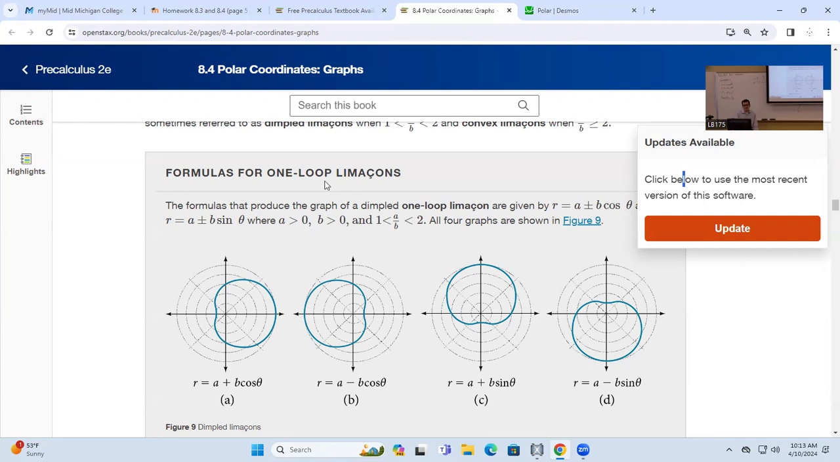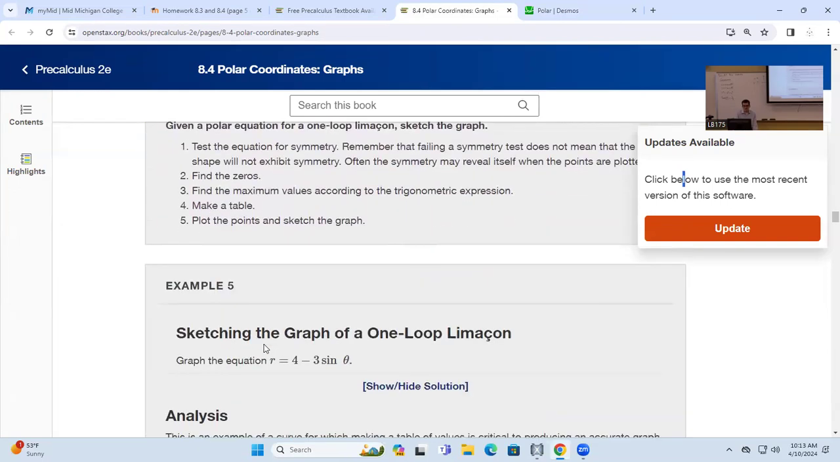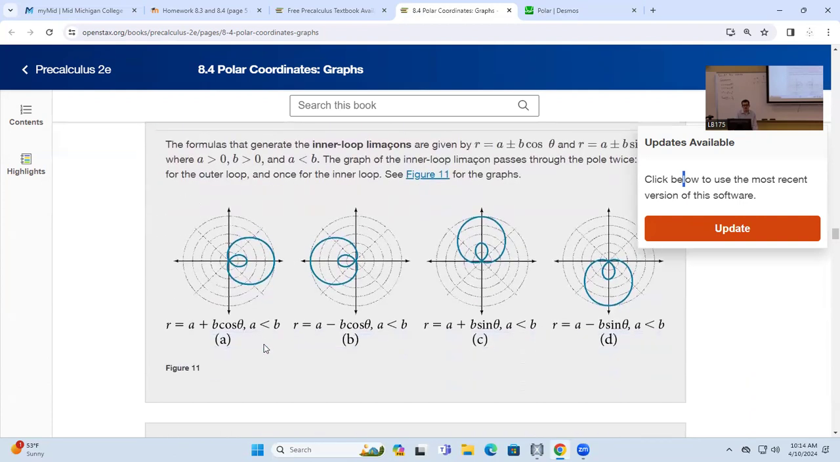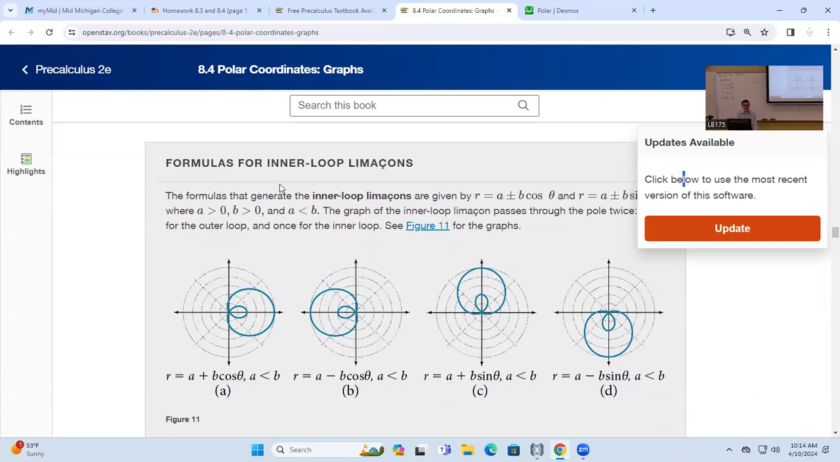By the way, this is actually not specifically an English term, so I'm probably mispronouncing it. I always call them lemicons or limacons. Why are they called that? They look like a lima bean, right? That's the idea. They have that bean shape when they have the indentation. So that's a one loop lemicon. Here is an inner loop lemicon. This is what I originally had.